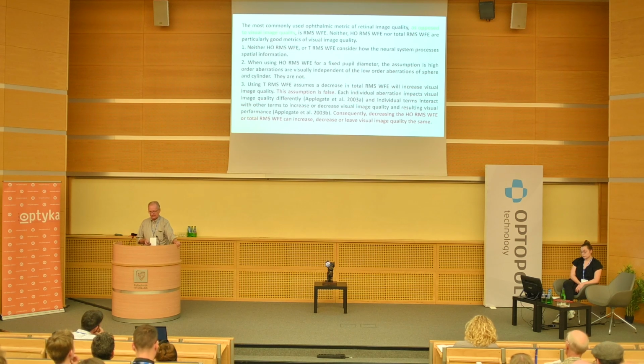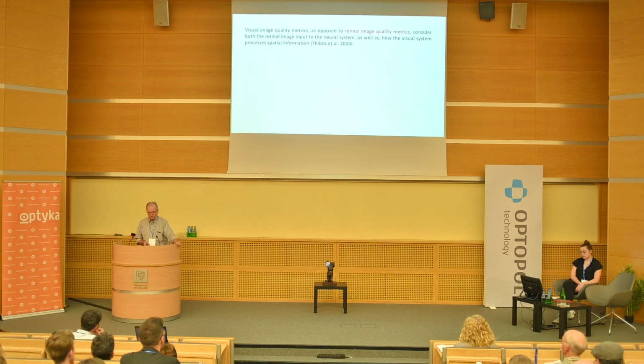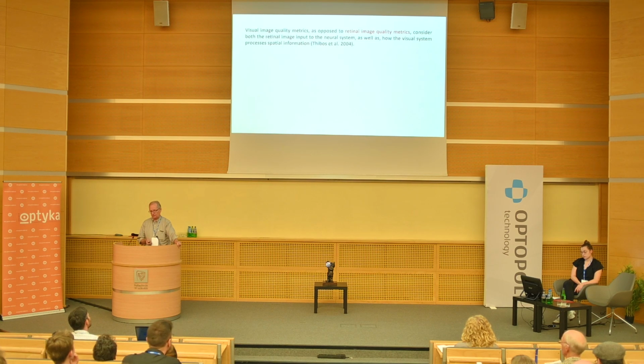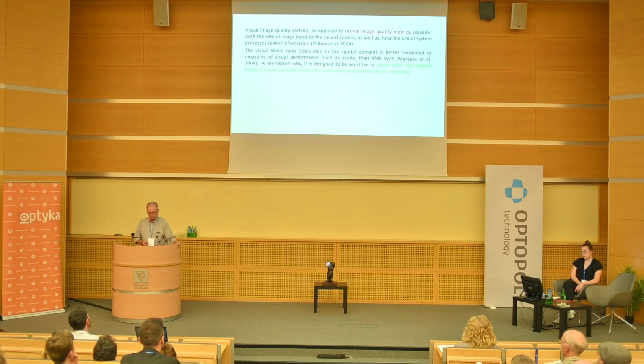Consequently, increasing high-order RMS wavefront error or total RMS wavefront error can increase, decrease, or leave the visual image quality the same. Visual image quality metrics, as opposed to retinal image quality metrics, consider both the retinal image input to the neural system as well as how the visual system processes the information. The visual Strehl ratio calculated in the spatial domain is better correlated to measures of visual performance such as acuity than RMS wavefront error.